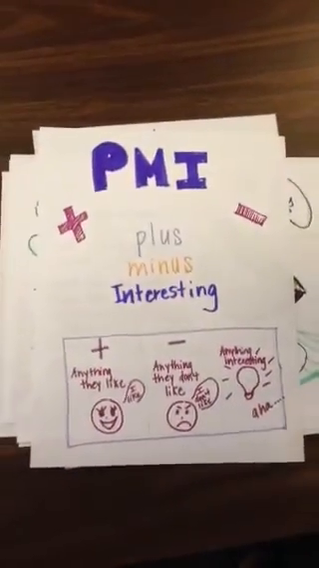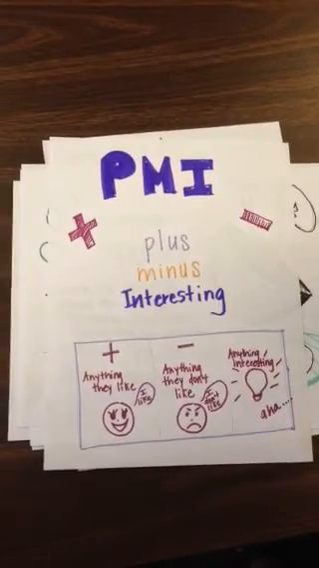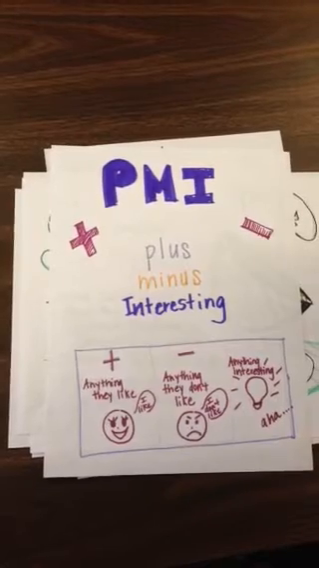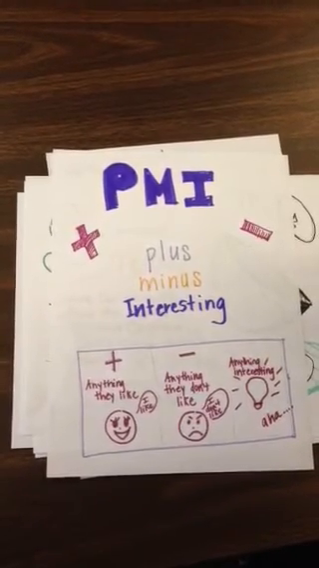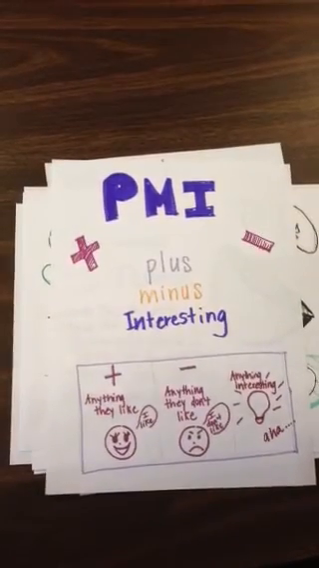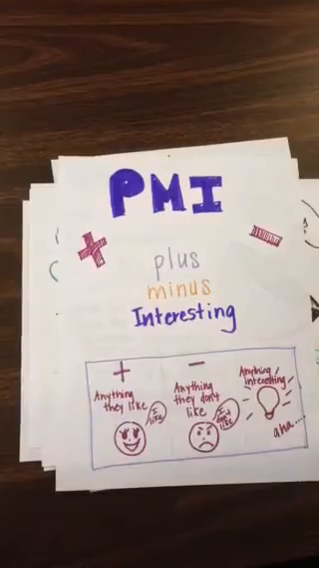The PMI strategy can be used while watching a video to note the plus, the minus, and the interesting things found in the video. The plus, they write something that they found interesting or liked. With the minus, they can write something they did not like or disagreed with. And interesting, they can write that aha moment, something they found interesting.